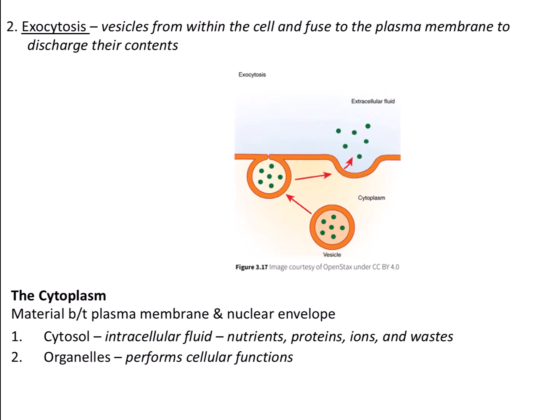Now we're going to shift our focus to the cytoplasm. The cytoplasm is the material between the plasma membrane and the nuclear envelope in the cell. The cytoplasm is divided into 2 components. The cytosol, otherwise known as the intracellular fluid, is fluid having nutrients, proteins, ions, and wastes, and the organelles. The organelles are what perform cellular functions.